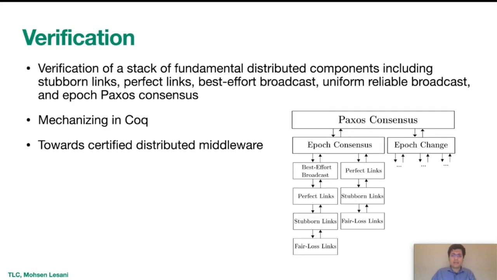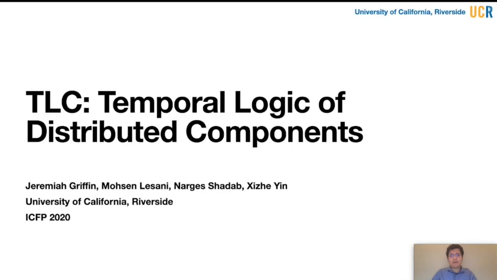We successfully applied this approach to a stack of fundamental distributed components, including stubborn links, perfect links, best effort broadcast, uniform reliable broadcast, and epoch Paxos consensus. And towards the goal of certified middleware, we are mechanizing our proofs in a Coq framework. I invite you to read the paper, and I will be glad to answer your questions.